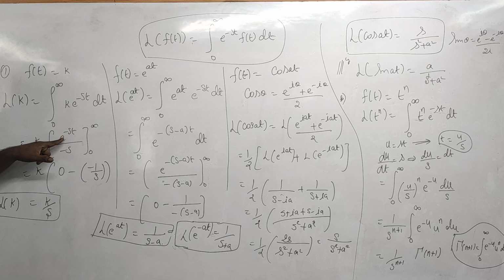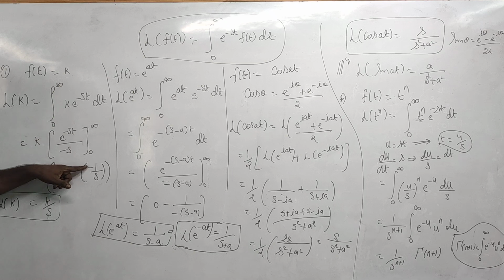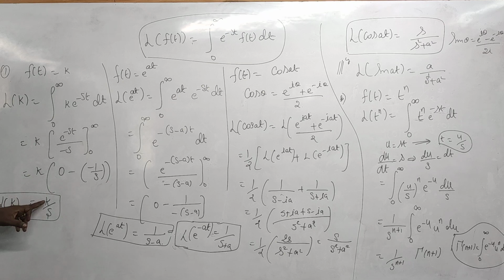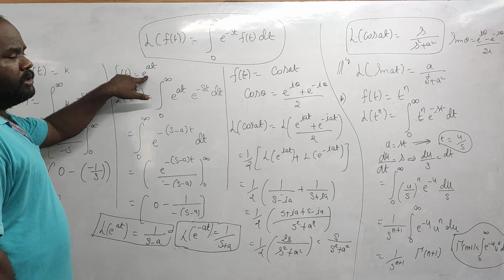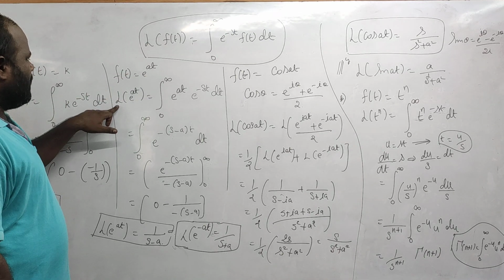What is the upper limit? E power minus infinity becomes 0, so this value becomes 0. What is e power 0? It is 1. Already a minus is there, so minus of minus 1 by s becomes k by s. So Laplace of any constant k is equal to k by s. Now we see that f of t is equal to e to the power at. How do you find Laplace of e power at?